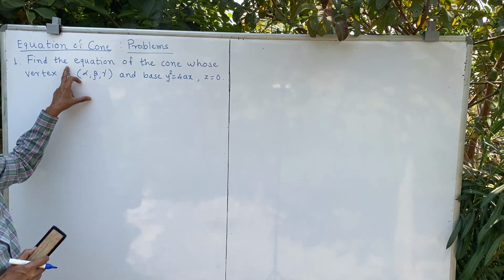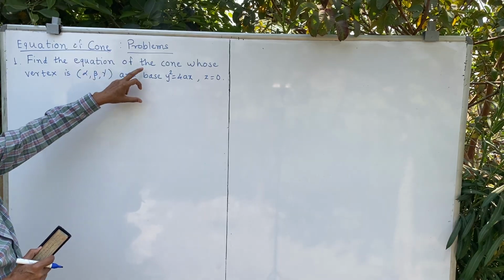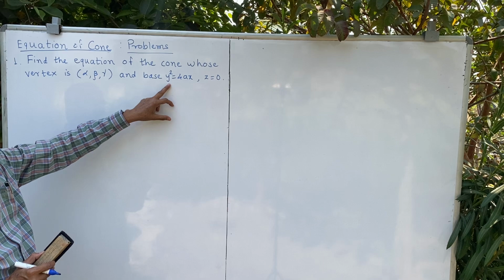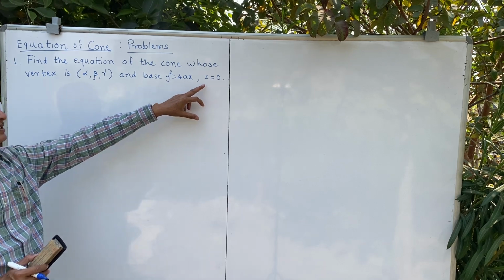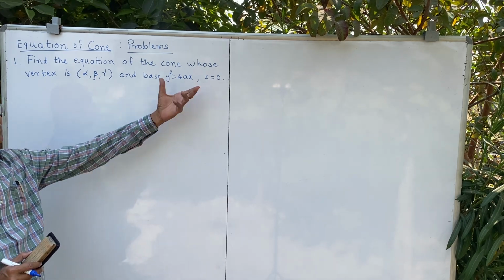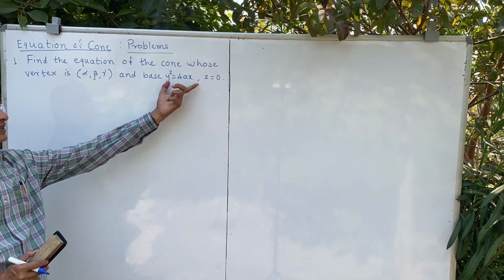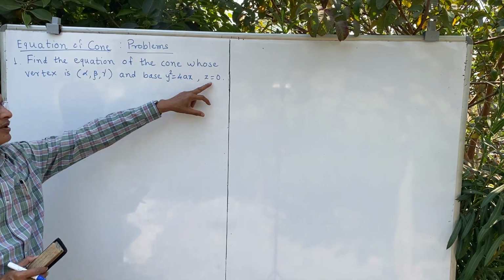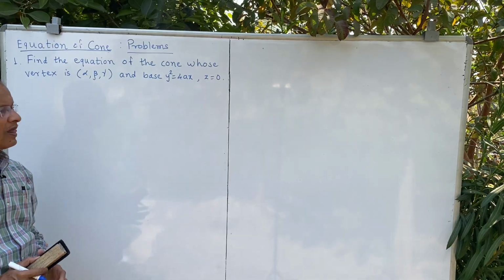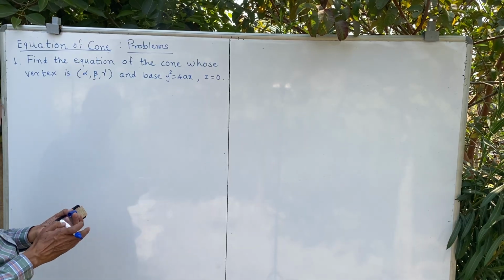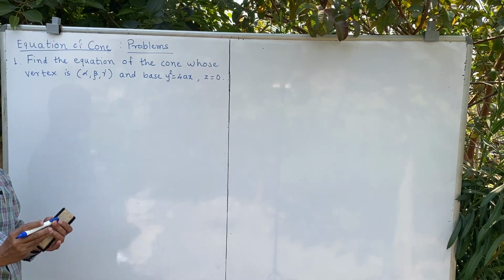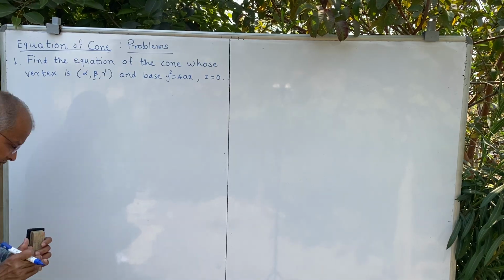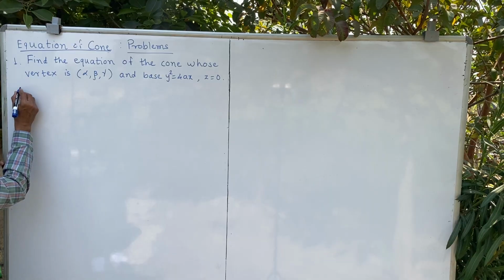The first problem is: find the equation of the cone whose vertex is (alpha, beta, gamma) and base is y square is equal to 4ax, z is equal to 0. This represents a conic, which is a parabola in 2 dimensions, because z is equal to 0 is given, and we shall follow the same procedure that we used last time to obtain the equation of a cone whose guiding curve is a conic.